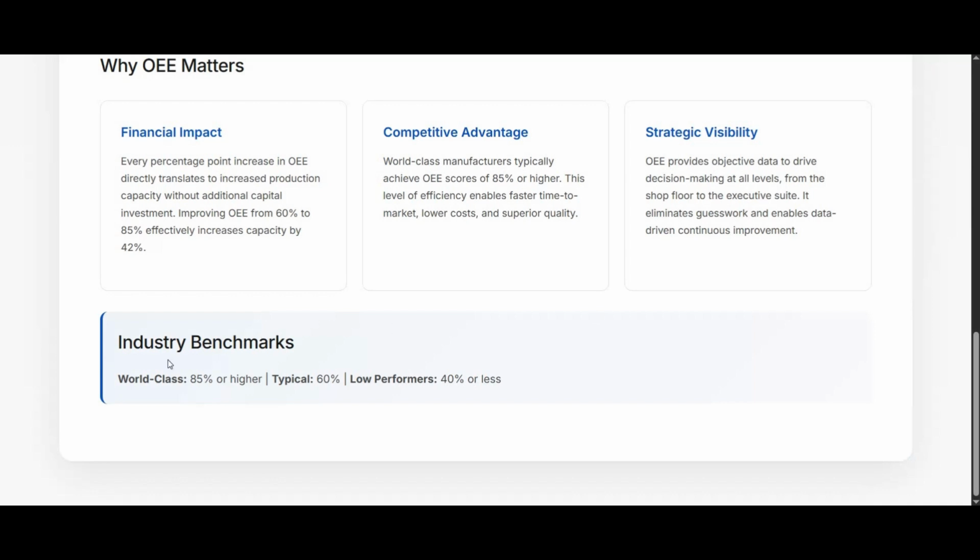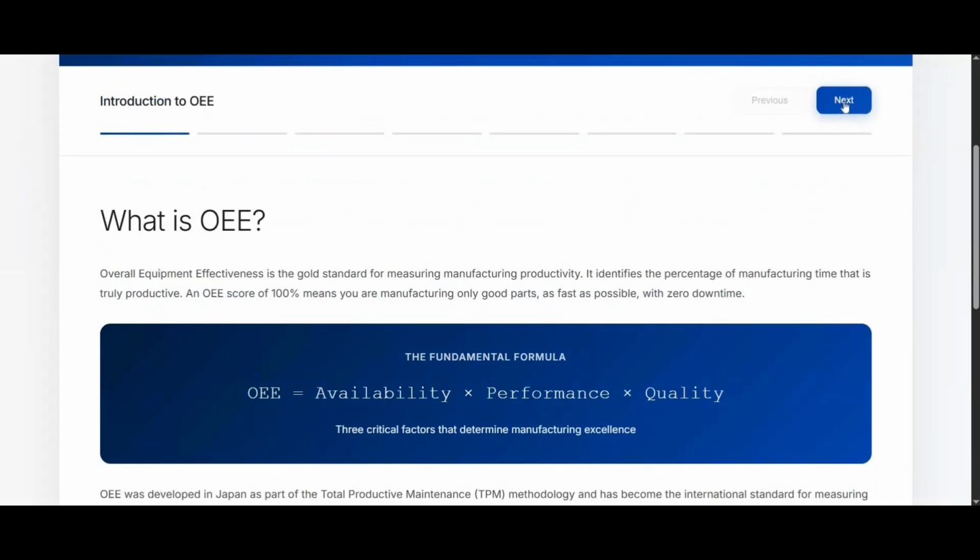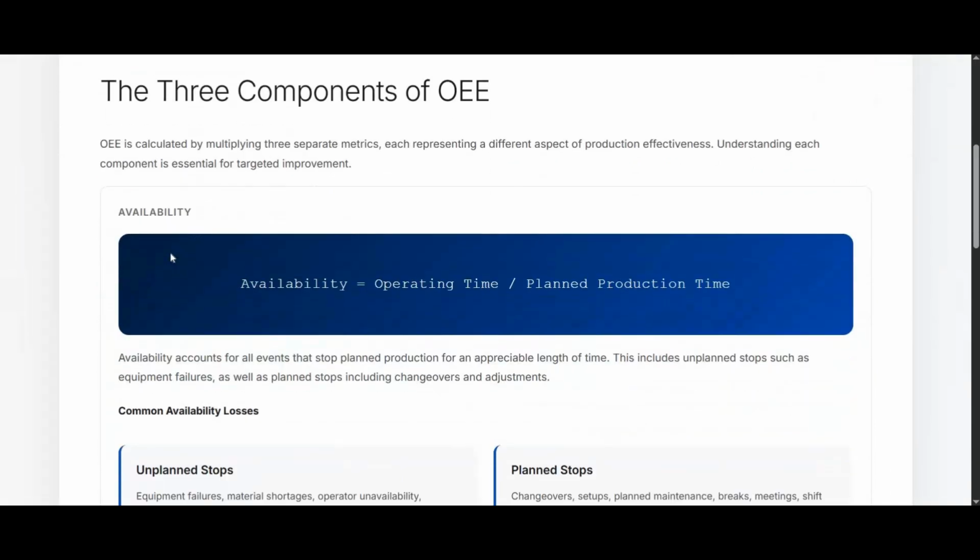Okay, here industry benchmarks, and we can continue. Alright. Yes. Look at this. New page.